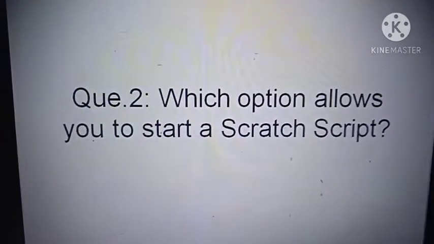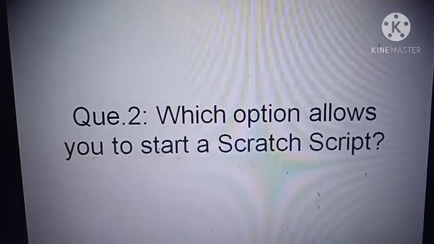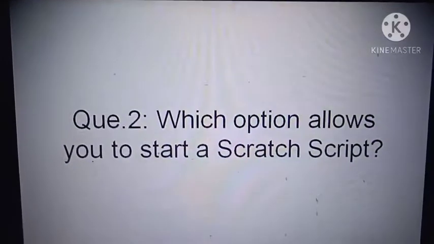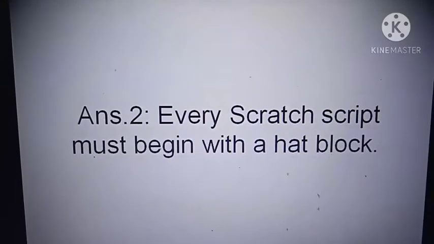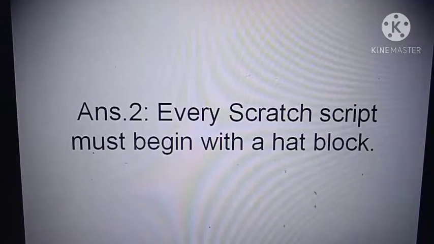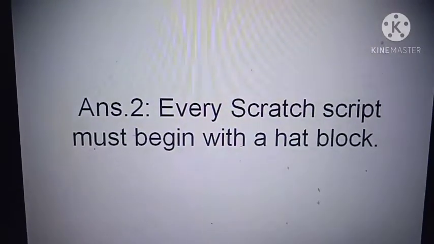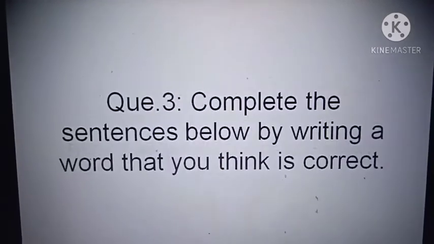Second question is which option allows you to start a Scratch programming script? The answer is every Scratch script must begin with a head block.